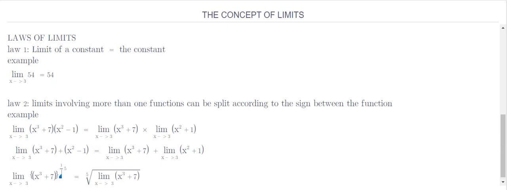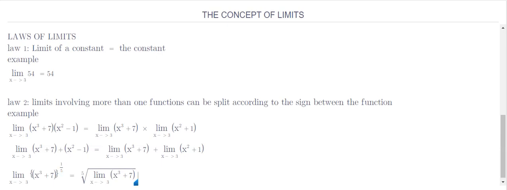Raised to power 1 over 5. Now 1 over 5 can be written as the fifth root of something, so you put out the root and then you write the limit the way it is inside the root. That's what I've done there.